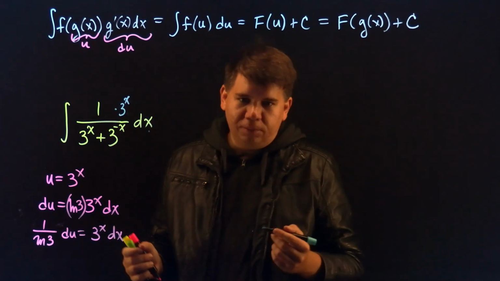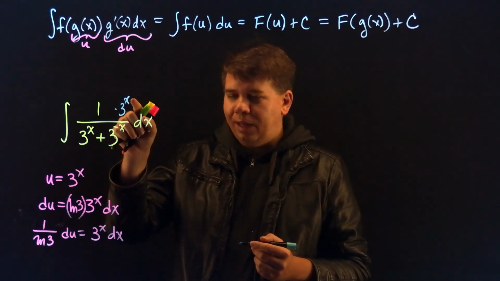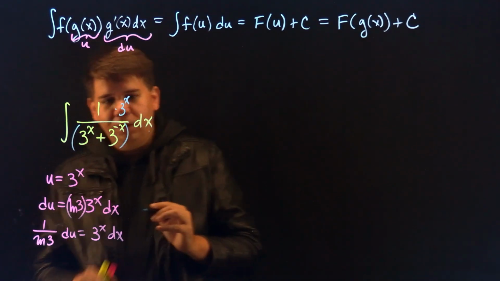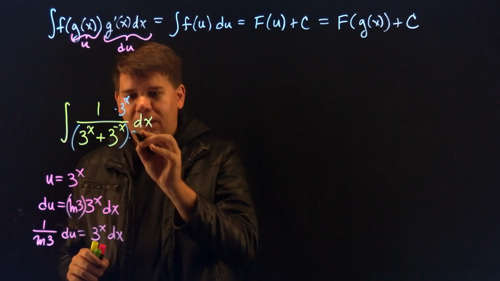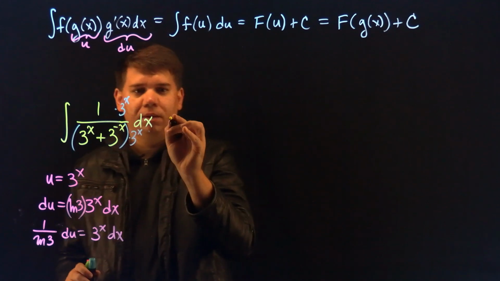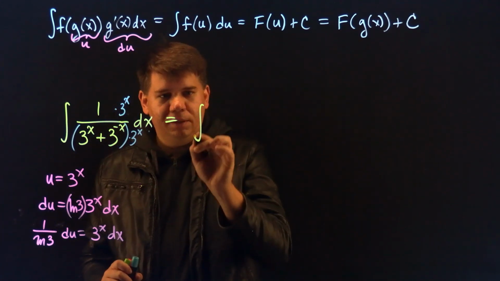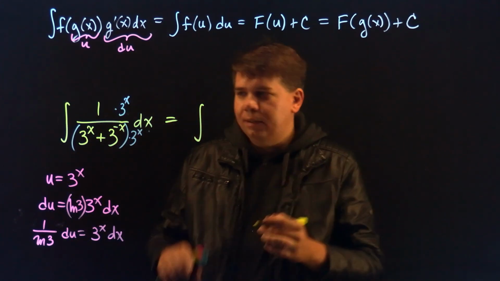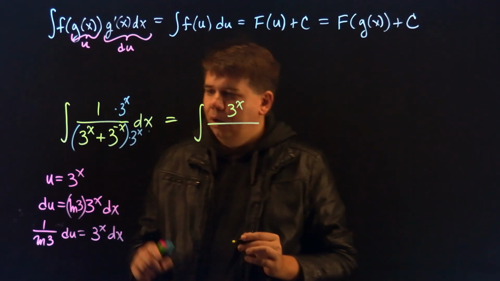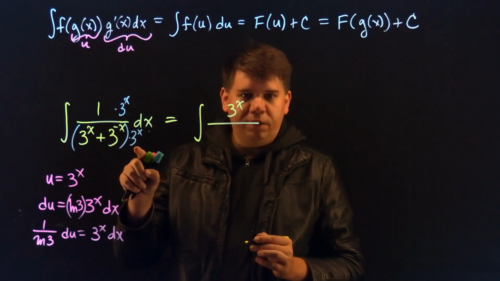But I can't just multiply the top of a fraction by 3 to the x, that's changing the problem. In order to avoid changing the problem, I also need to multiply the bottom of this by 3 to the x. Let's see what we have now. The problem now becomes, find the indefinite integral, the antiderivative, of 3 to the x over, what happens when I multiply this by 3 to the x?